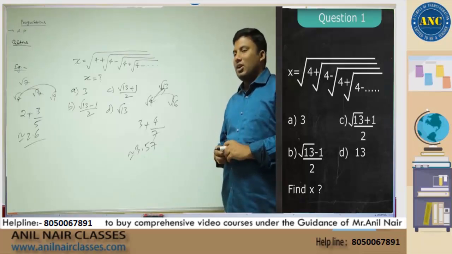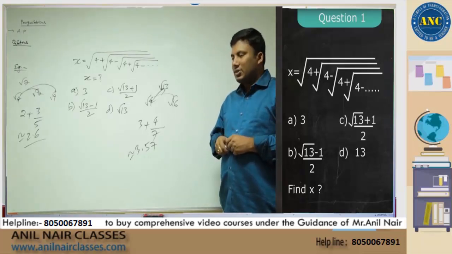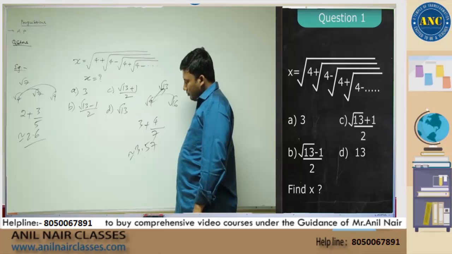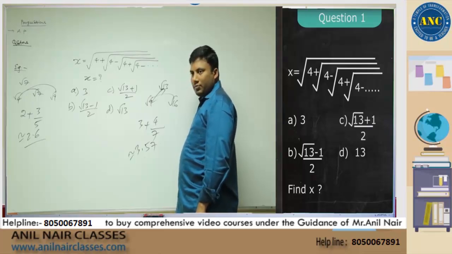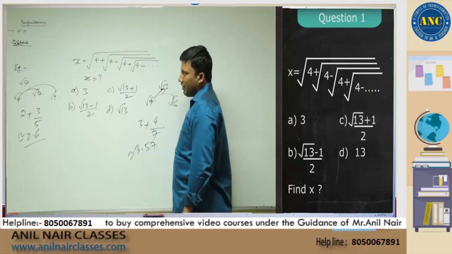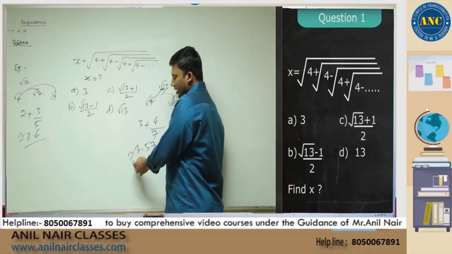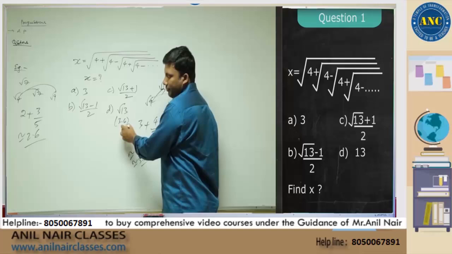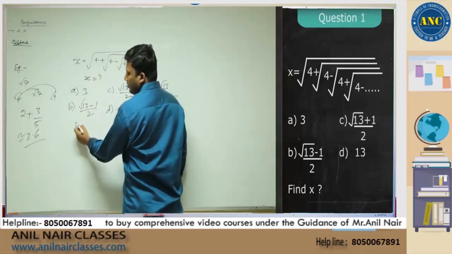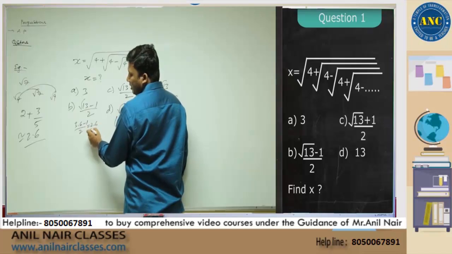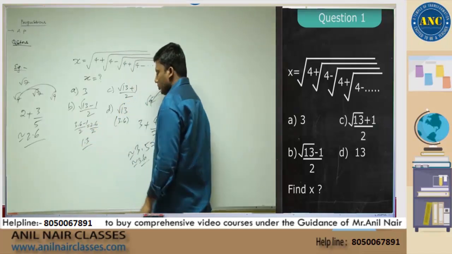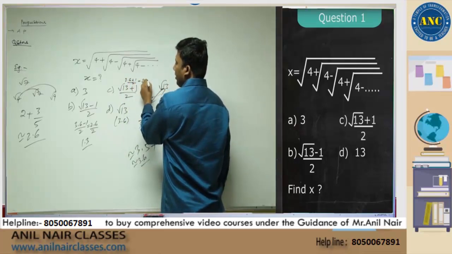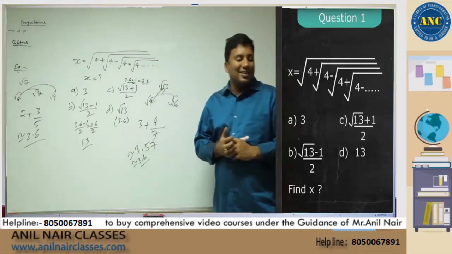Now, how to solve it? Very intelligently we will solve this question. See here. This value is 3.5, 3.6 something, truncating into 3.6 approximately. This is 3.6. This is 3.6 minus 1 by 2. It is 2.6 by 2, 1.3. This is 3.6 plus 1 by 2, 4.6 by 2, 2.3. Let us solve it logically.